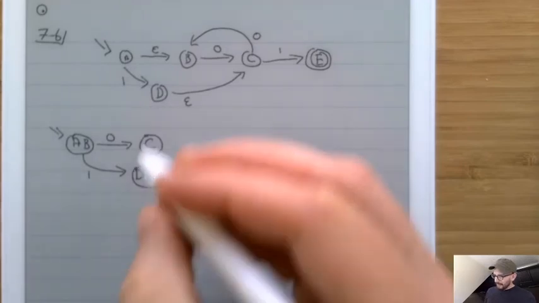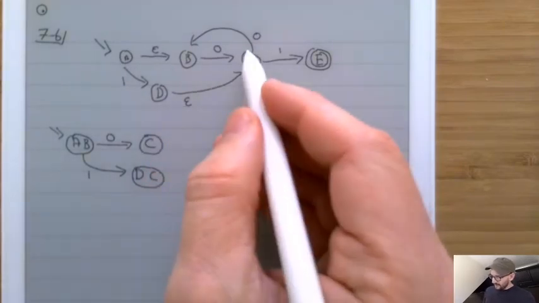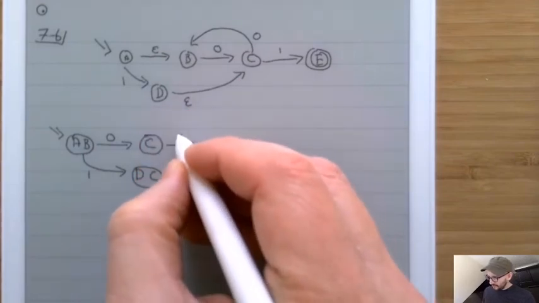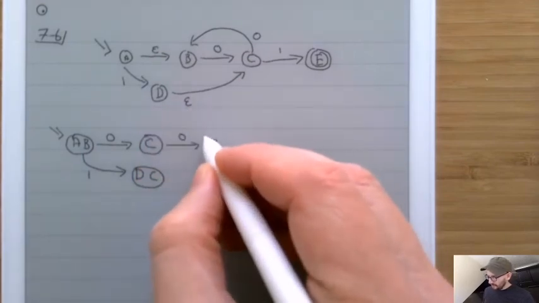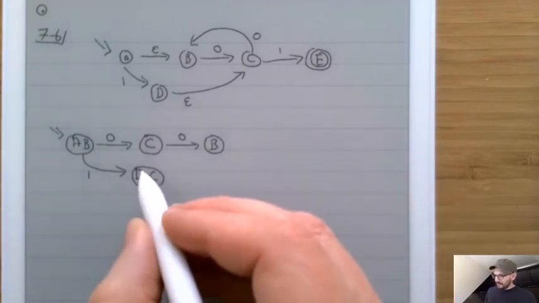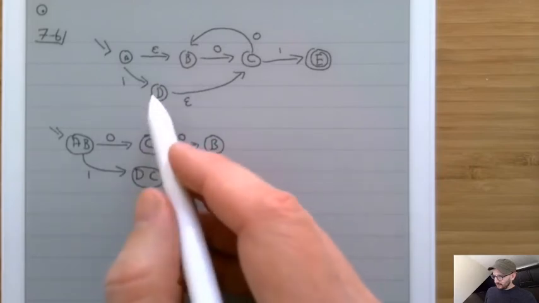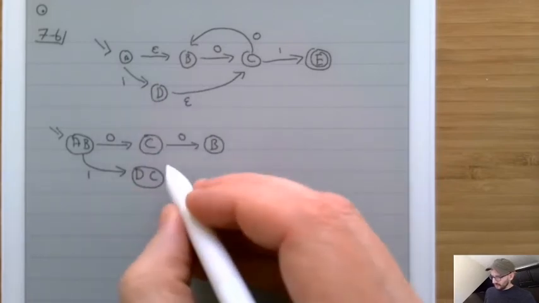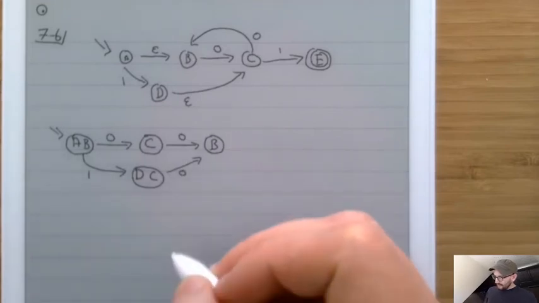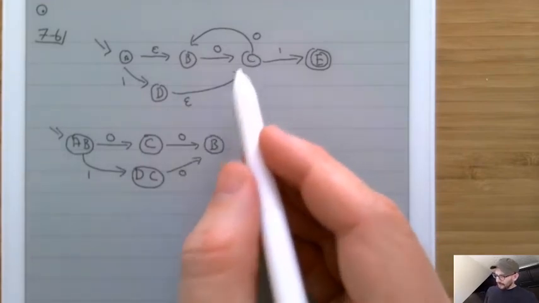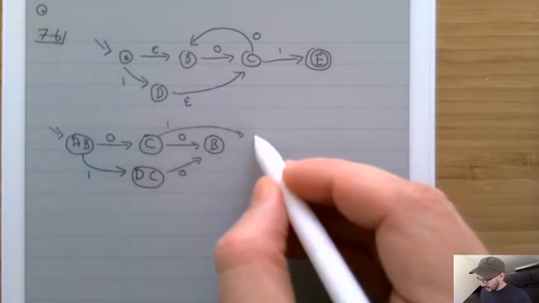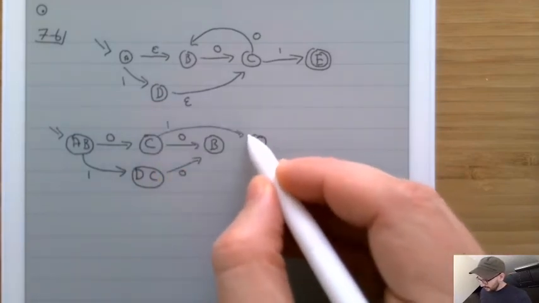All right? Now, on a 0, the C part would go to B, so there would be an edge here, 0 to B, all right? And DC, what would happen there? Well, on a 0, the D part would go nowhere, and the C part would go to B, so therefore there's an edge there, all right? What about a 1? Well, C on a 1 would go to E, which is accepting.